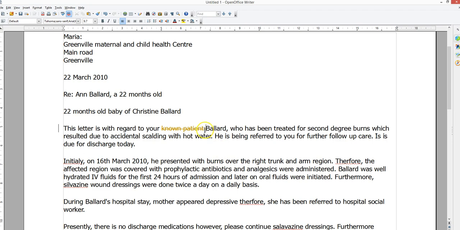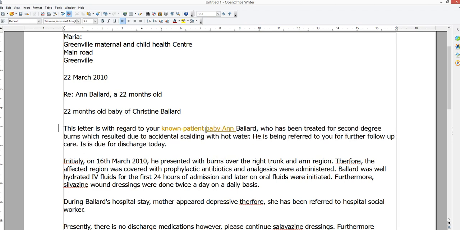This letter is with regard to baby Anne, who has been treated for second-degree burns which resulted due to accidental scalding with hot water. Well, we don't really need that. You would mention that in the initial visit paragraph.